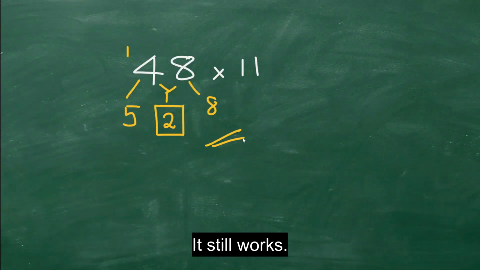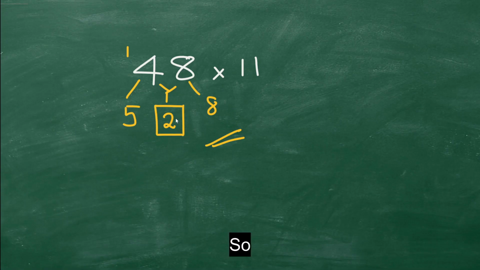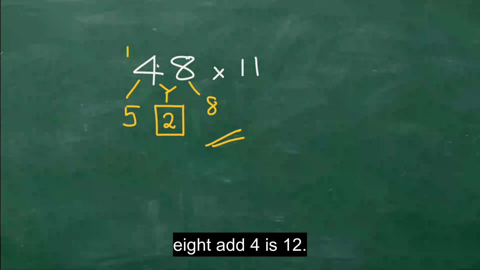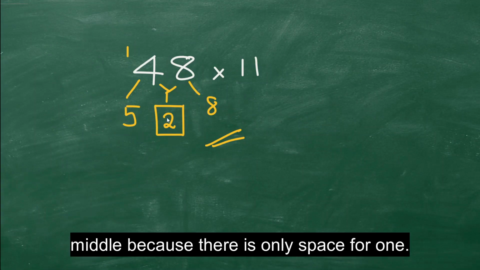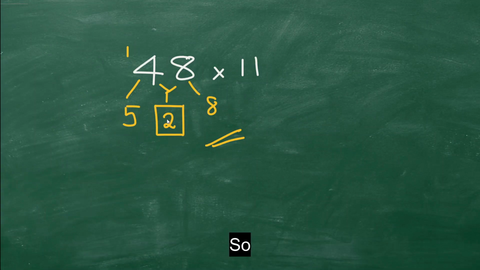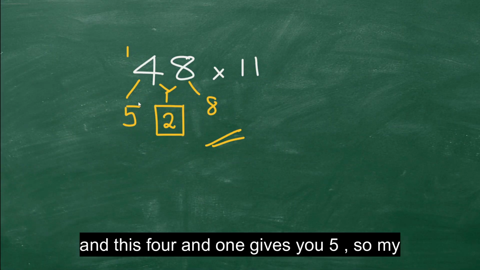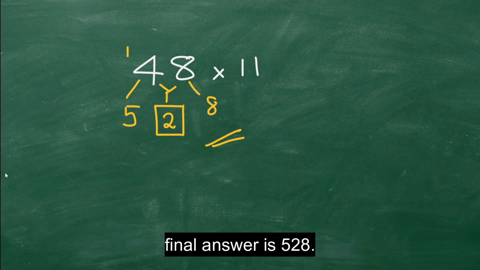It still works. So, let me tell you one more time. 8 here. 8 add 4 is 12. But you can't really put 2 digits in the middle because there is only space for 1. So, you just carry the 1, and this 4 add 1 gives you 5. So my final answer is 528.